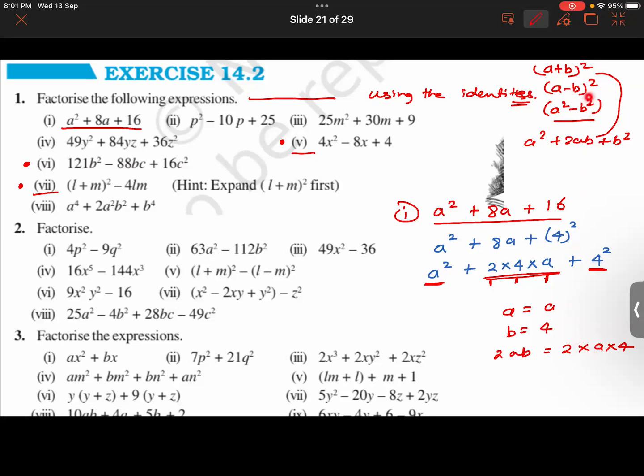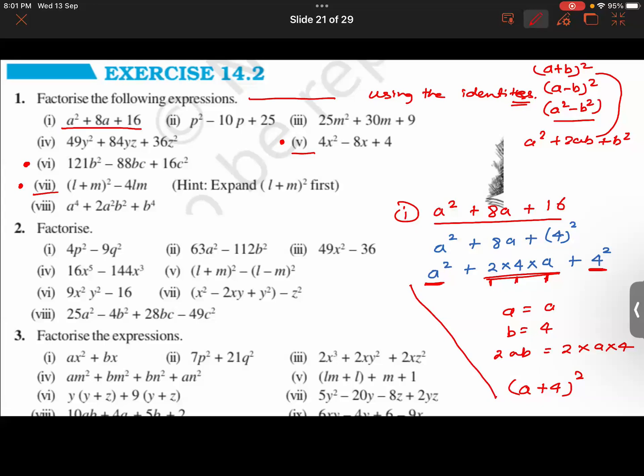So you will be using the first identity to solve this question. So it is actually a plus 4 whole square, right? This was the expanded form, and we have converted it into the identity form like a plus b whole square. That is a plus 4 whole square. Hope that is clear.